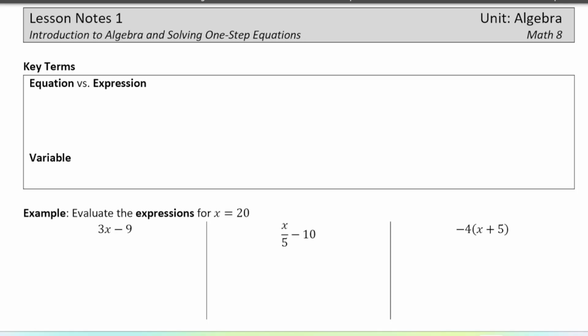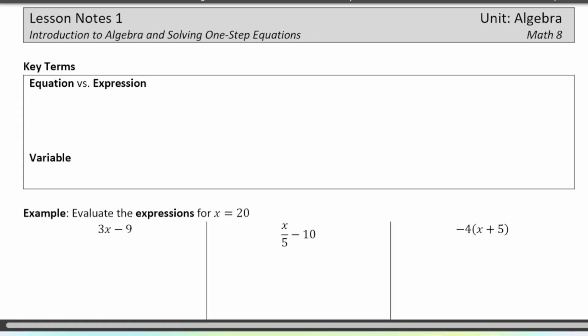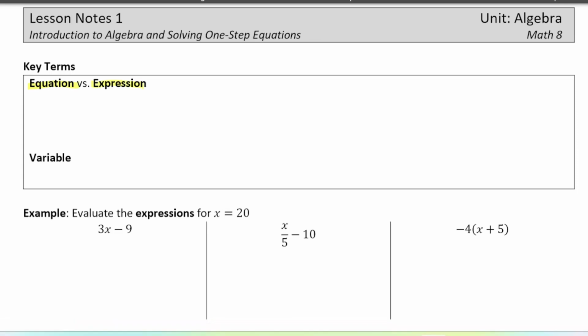Right, this is lesson 1 of the algebra unit in Math 8. Some keywords to start here. The words equation and expression are going to come up quite a bit in this unit. Equations simply have an equal sign. So an example of an equation is 45 minus m equals 2x plus 5. It can have variables or not. As long as it has an equal sign, it's going to be an equation.